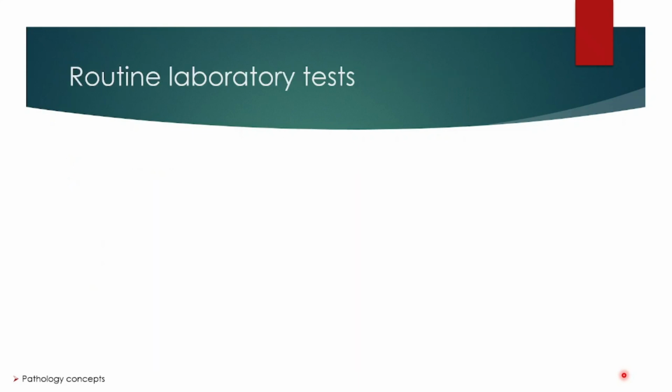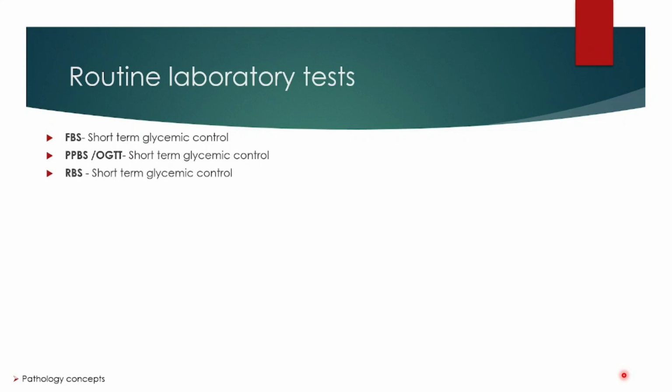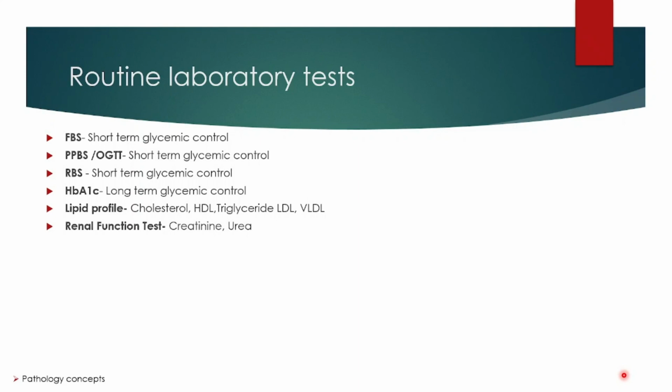Routine laboratory tests performed in diabetes mellitus are FBS, PPBS, GTT, and RBS. All are suggesting short-term glycemic control. HbA1c suggests long-term glycemic control. Lipid profile: cholesterol, HDL, triglyceride, LDL, VLDL. Renal function test: creatinine, urea.